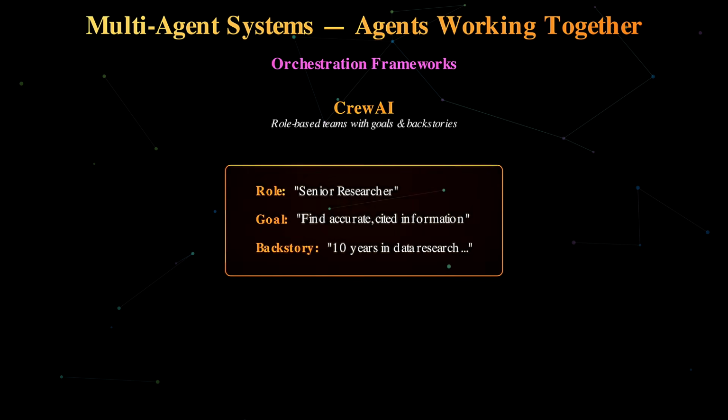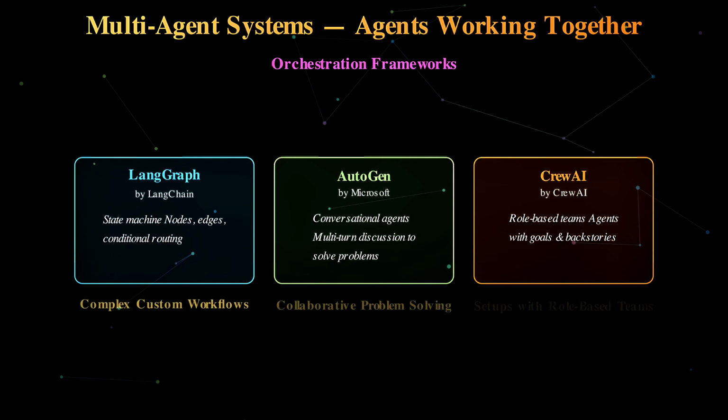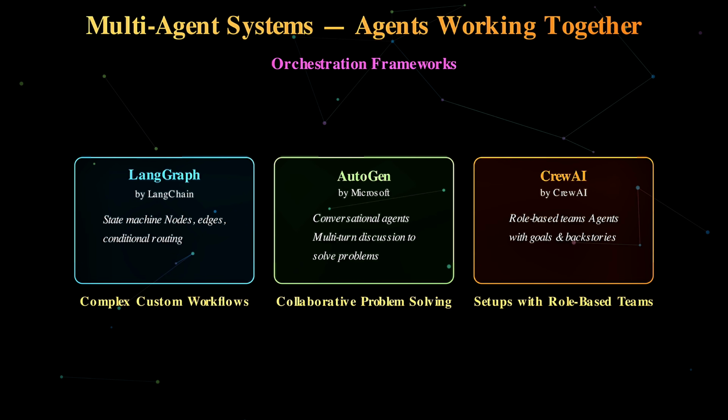CrewAI takes a role-based approach. You define agents with roles, goals, and backstories. Then, let a crew coordinator assign tasks. The choice depends on your use case. LangGraph for complex custom workflows, AutoGen for collaborative problem-solving, CrewAI for quick setups with role-based teams.